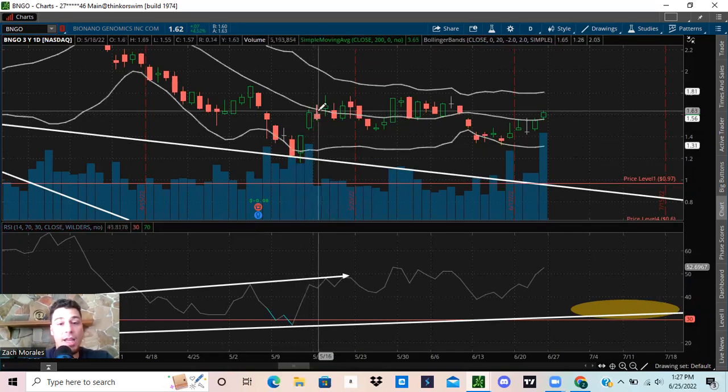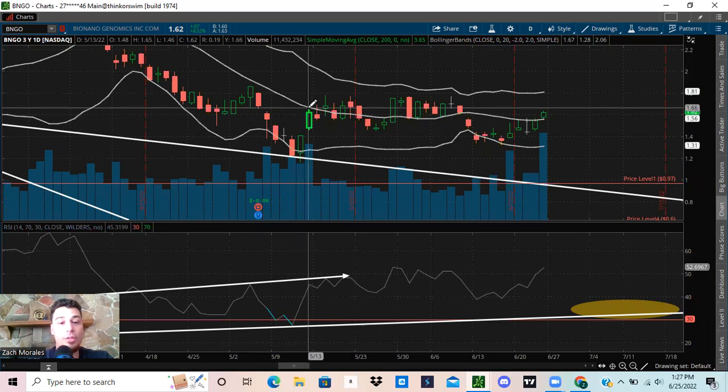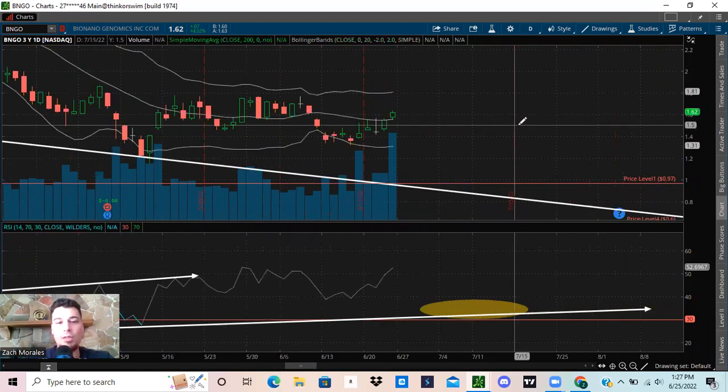We see 2 days of green action next to that. We come up, face resistance there, and you can close your position. That's a very nice, successful swing trade, right? That's what we're looking for.